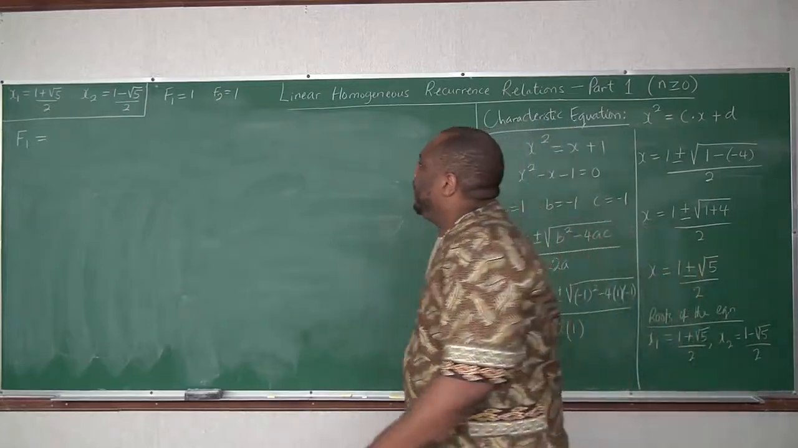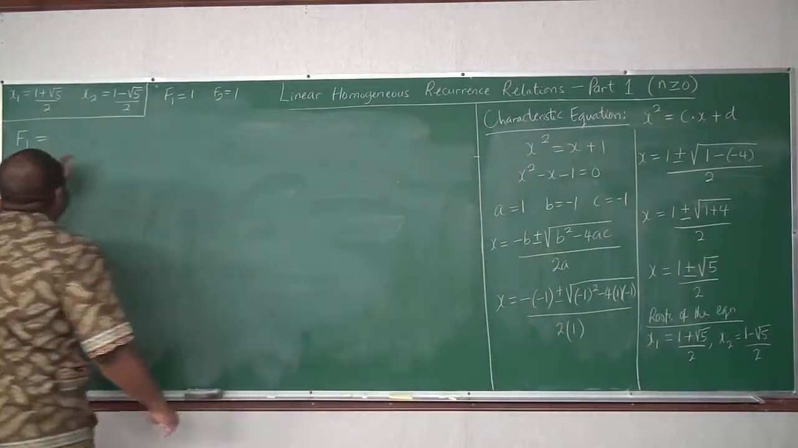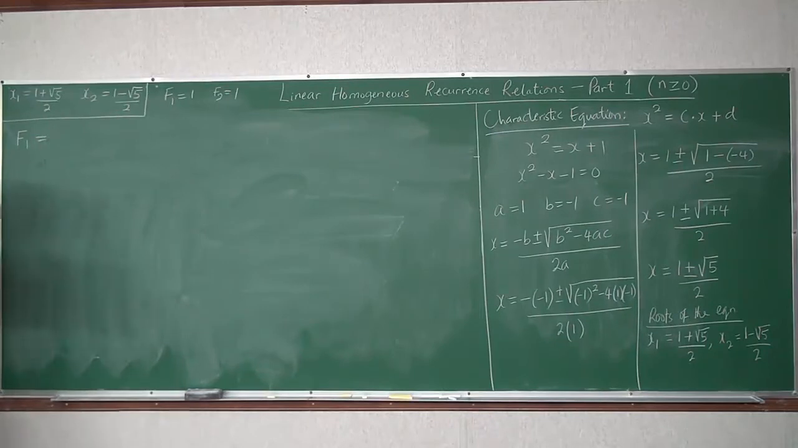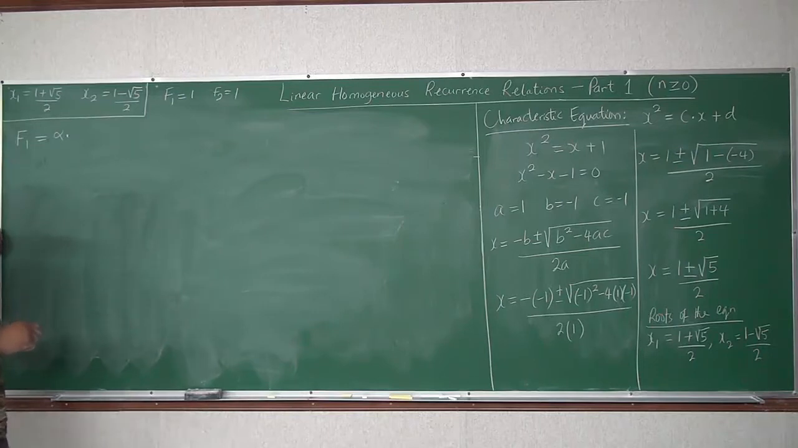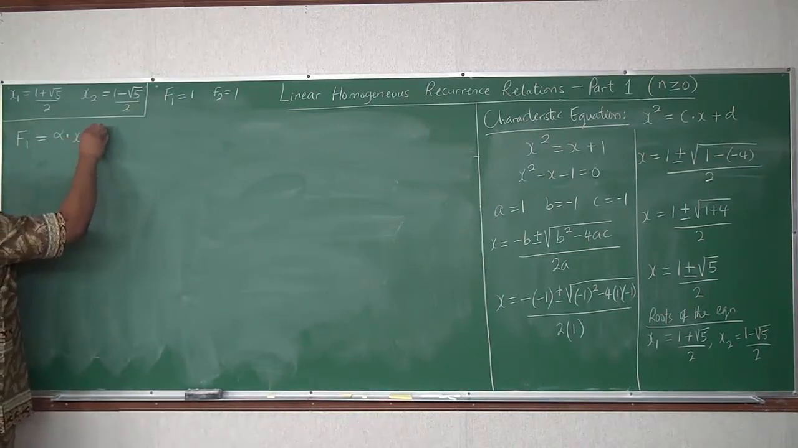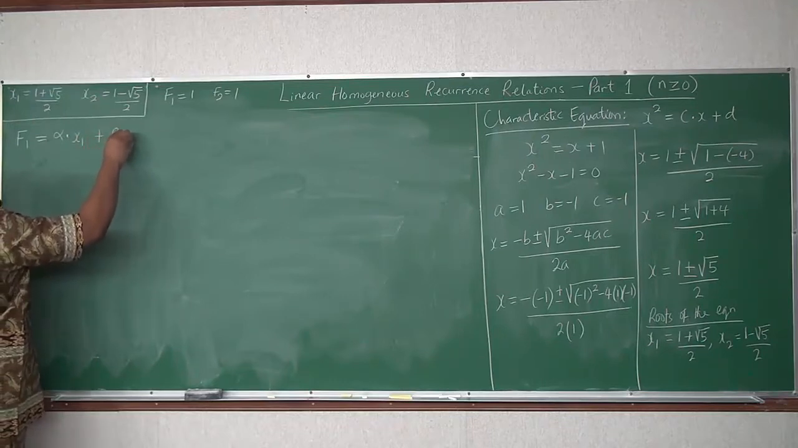Okay, so back to business. We're going to write a linear system, and we introduce two constants again. F1, the first initial condition, we say alpha times x1 plus beta times x2.